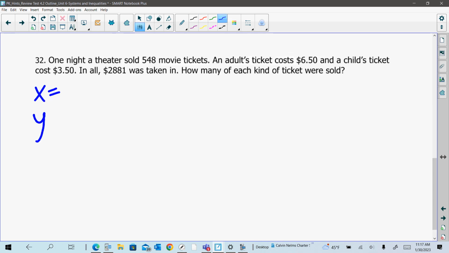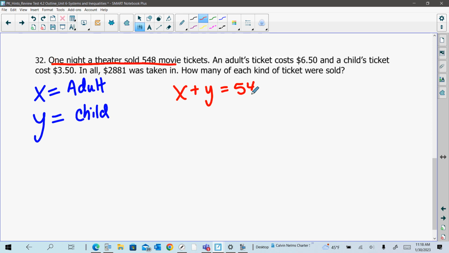Read it and see if you can at least get defining your X and Y's right. This is how I'm gonna give you partial credit. So can you pick out what parts the problem is talking about? Adult tickets, yes. X could be your adult tickets. Yeah, and then child tickets. Okay, so if it says in one night the theater sold 548 movie tickets, how would I show that? Yeah, X plus Y, adult and children, was a total of 548 tickets.